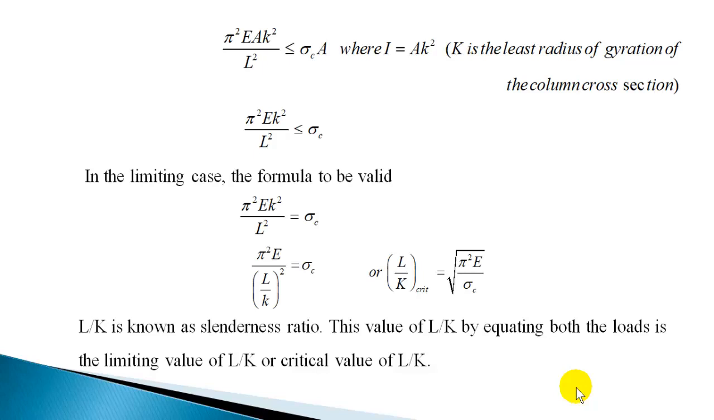Suppose another column is made out of that same material, and you calculate L by K or slenderness ratio based on its length and radius of gyration. If you get 40 as the slenderness ratio, that is less than the critical value which you have calculated based on the material as 150. So the L by K of the given column is less than the critical value of L by K for the given material. Then it is a short column. You cannot apply Euler's formula.